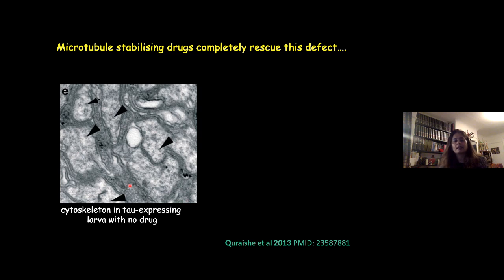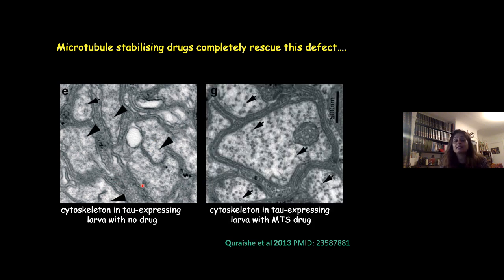This again is the electron microscopy of an axon bundle of an animal that was expressing tau but didn't have the drug. And this is a sibling of the same animal, but this time we treated the sibling with the drug. And look at how remarkably the microtubules have been reinstated. And this drug went into clinical trial, and in people who had mild cognitive impairment, there was an improvement in their memory scores.